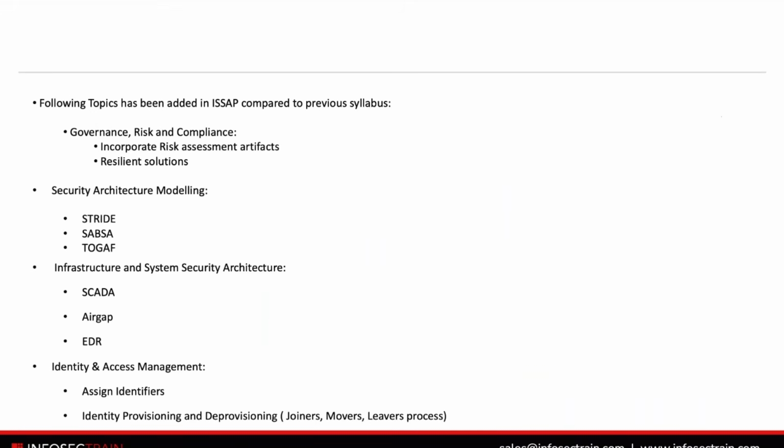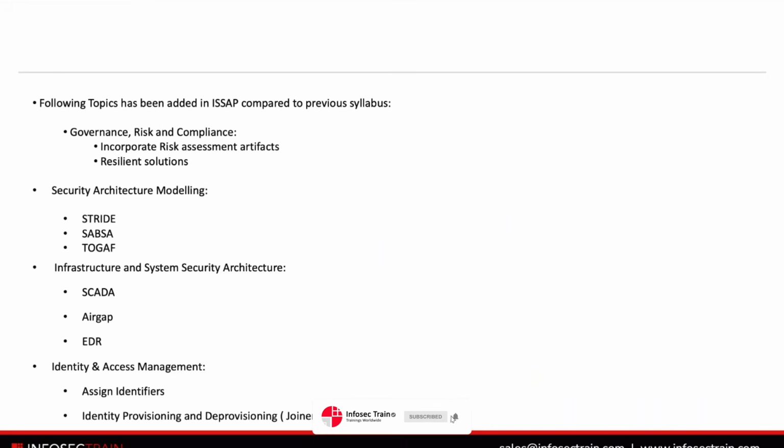Now, when I am talking about governance, risk and compliance, incorporating the risk assessment artifacts, in the GRC you are going to get more and more questions on high availability, redundancy, business continuity, disaster recovery. You are going to be asked more questions on the risk assessment artifacts and resilient solutions. So the examination is going to ask you questions on the NIST CSF framework and NIST SP 800-53. So these things are added in the GRC, governance, risk and compliance.